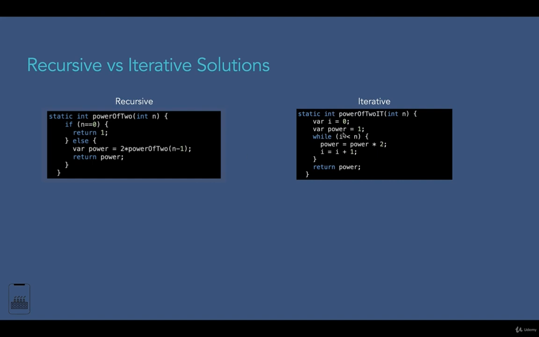In the iterative solution, we start by creating two variables here, i and power. While i is less than n, it multiplies power by 2, and in each iteration i is increased by 1. So if you look at this piece of code, we can see that recursive code is easy to write compared to iterative code. You might not notice it in this code because it's a very simple function, but there are many situations where converting a recursive function to an iterative function is extremely difficult.